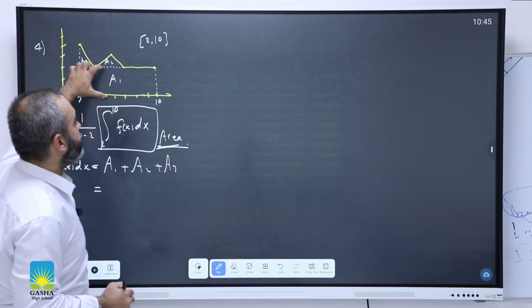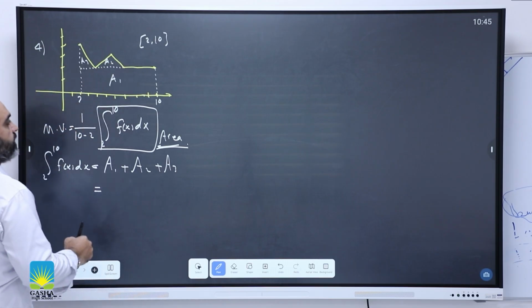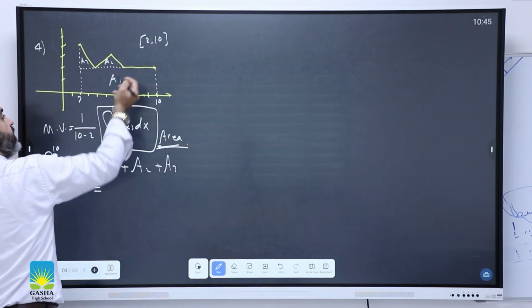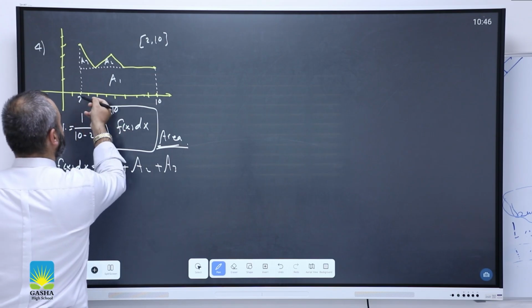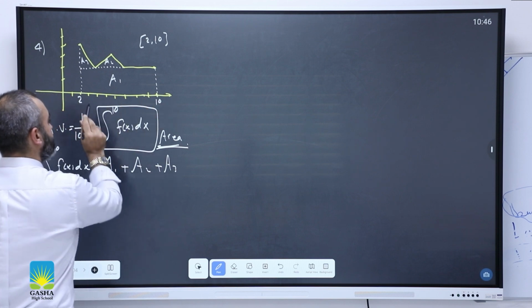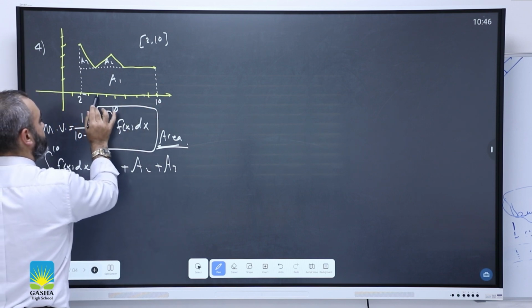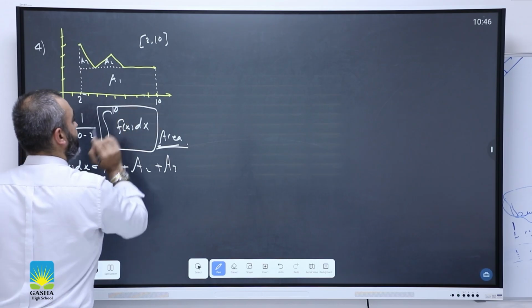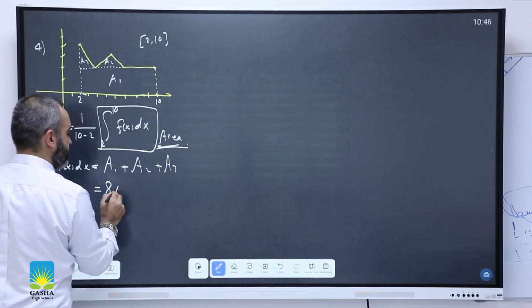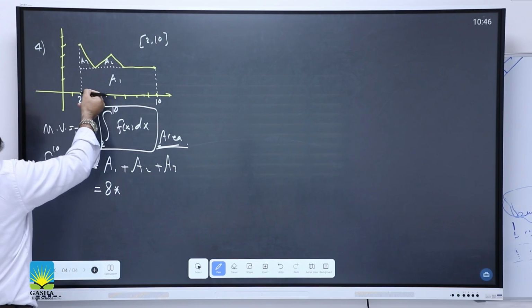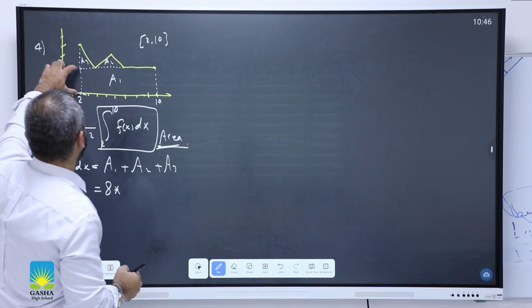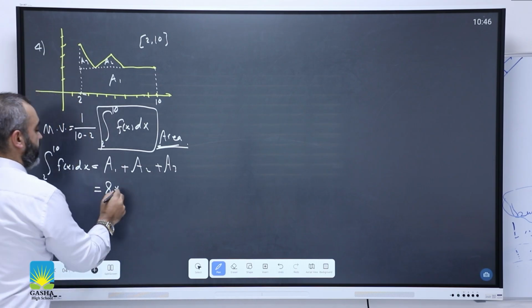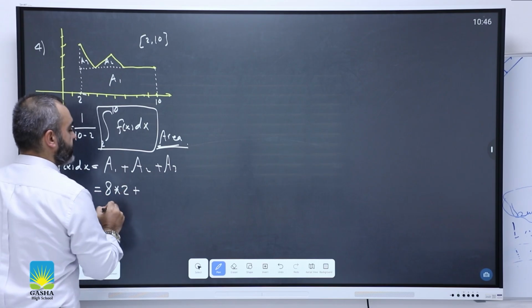The area of A1, it's the rectangle. What's the area of the rectangle? It's length times width. Where's length? Length is the number of units from 2 to 10. So this is 1, 2, 3, 4, 5, 6, 7, 8. So the length is 8 times the width. Width is also the number of units in this range. So we have 2 units here. So 8 times 2 plus.